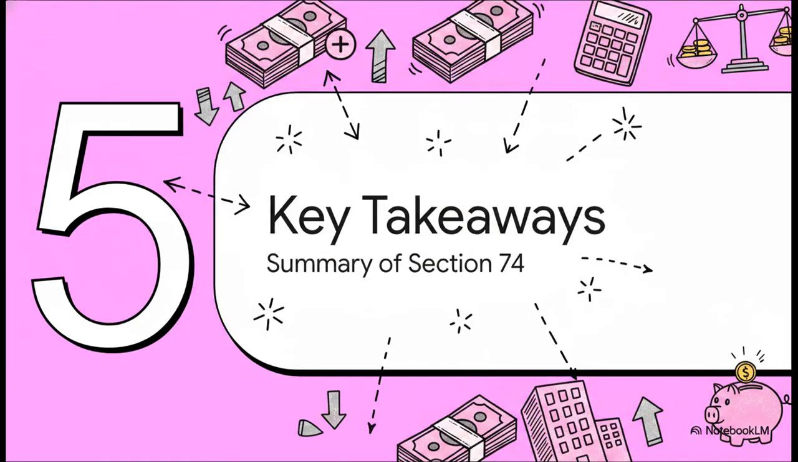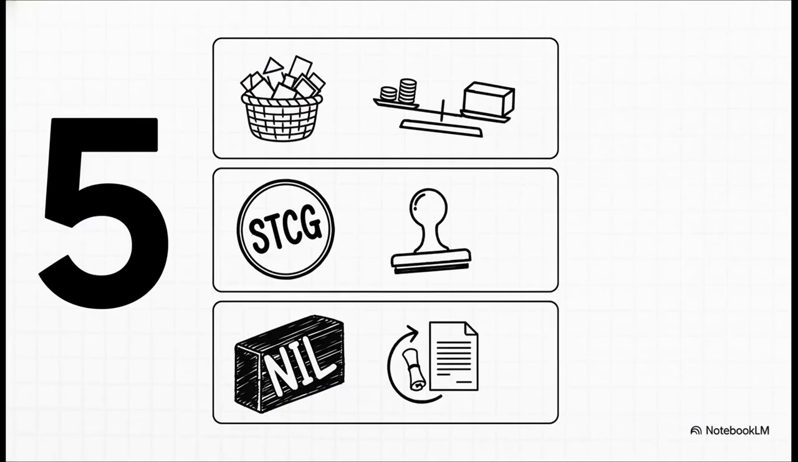All right, we have covered a lot of ground. So let's just take a moment and boil it all down to the absolute essential takeaways you need to remember about Section 74. So let's lock these in. 1. Section 74 is only for depreciable assets that are part of a block. 2. The rule kicks in when the net sale proceeds from an asset wipe out the value of the entire block and then some.